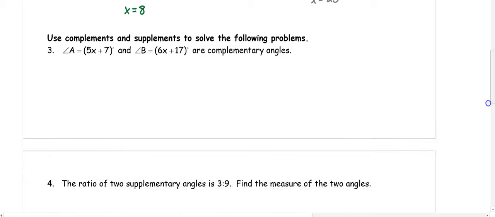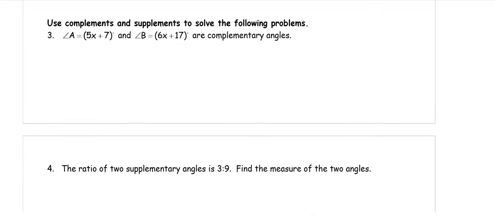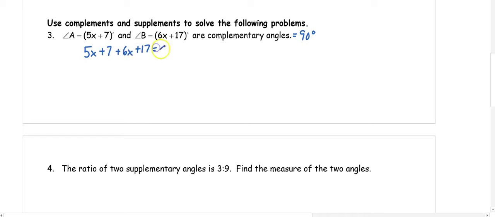Use complements and supplements to solve the following problems. So number 3, angle A is 5x plus 7, and angle B is 6x plus 17, and they are complementary angles. Complementary angles mean that they're equal to 90 degrees. So I'm going to add these two angles together and set them equal to 90. When I combine like terms, I get 11x plus 24 is equal to 90. In order to solve for x, we would subtract 24 from both sides. 11x equals 66. And divide by 11, so x is 6.